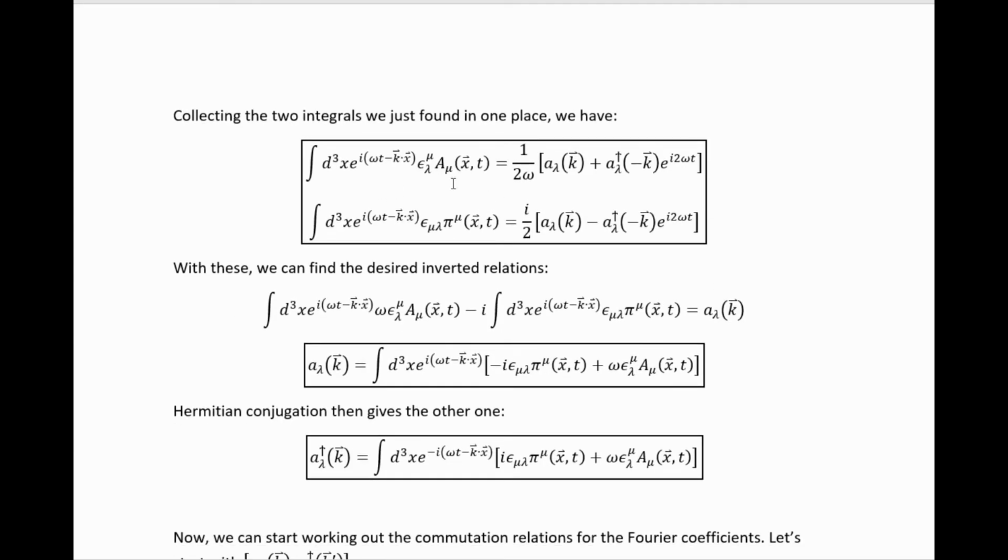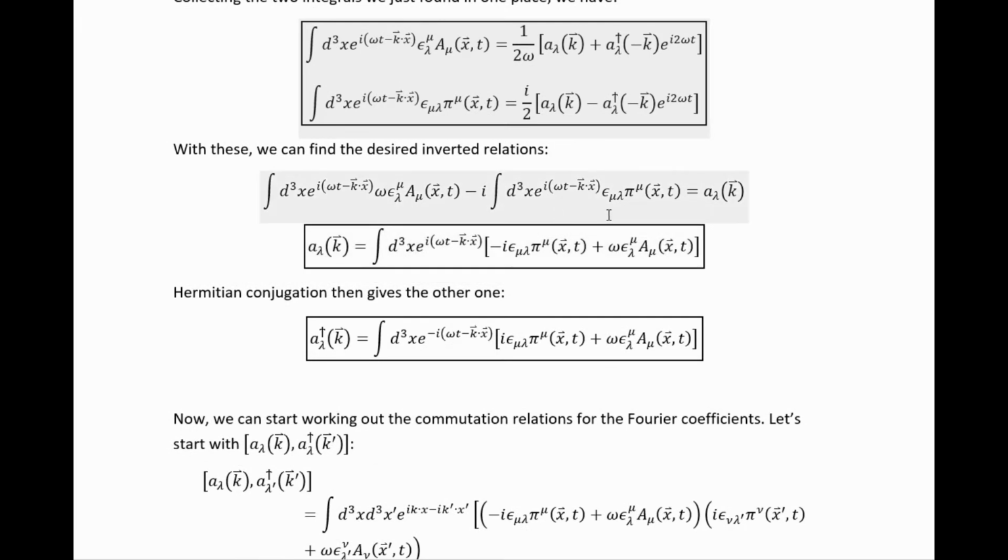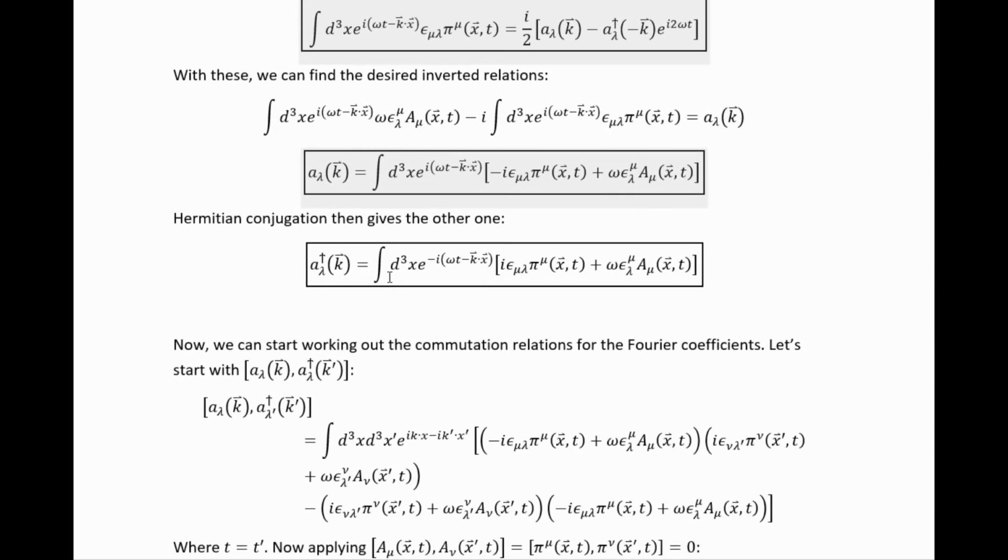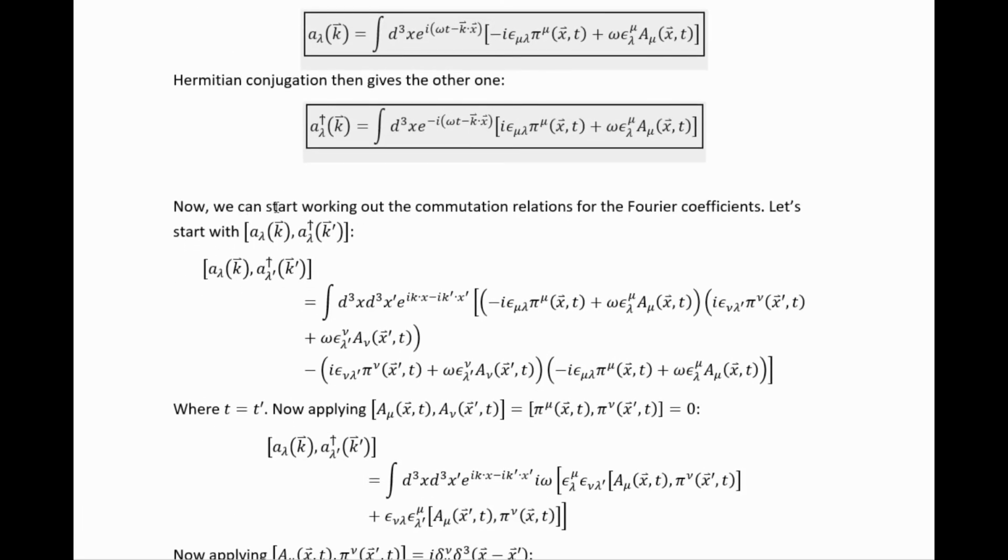That ultimately gives us these two values for the two integrals we needed, and we can do this combination of them to get a of k. So that's the first inverted relation we needed. And then we can take its Hermitian conjugate to get the other one we needed. Now we can start working out the commutation relations for the Fourier coefficients.